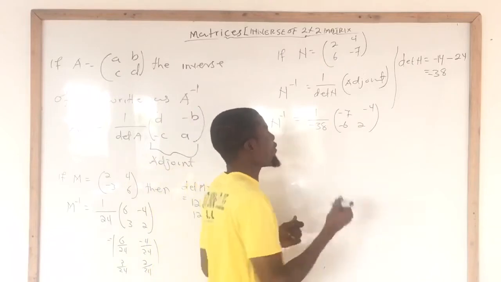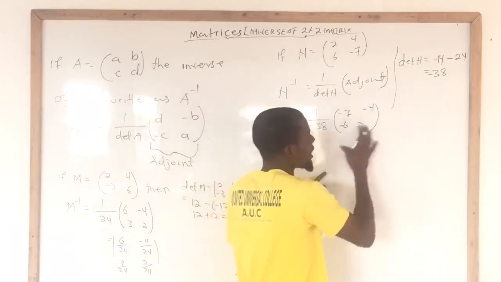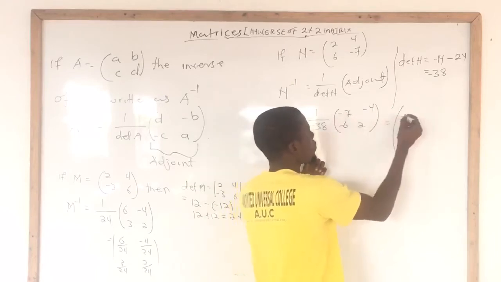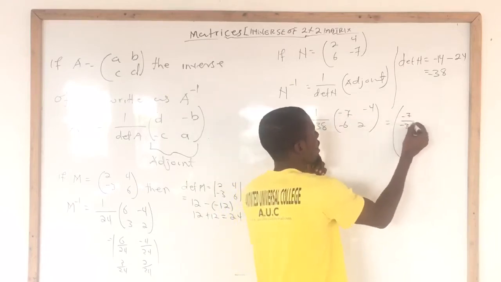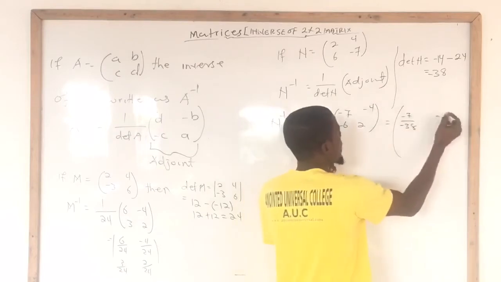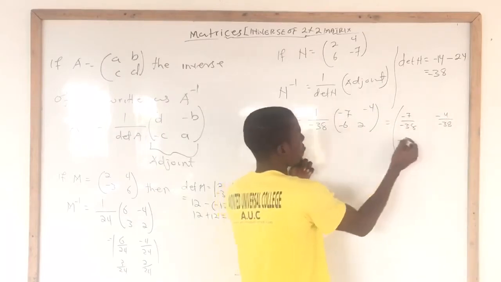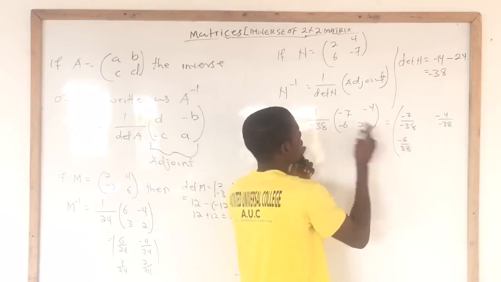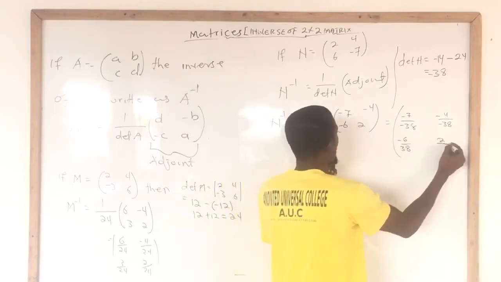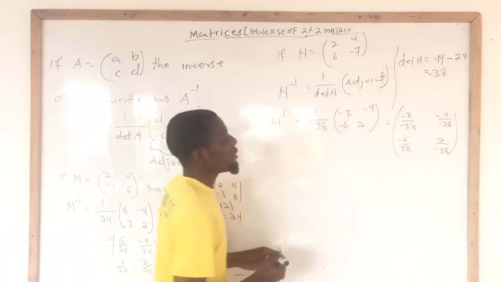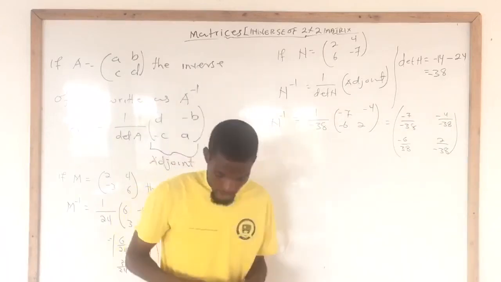Or if you want to simplify, 1/38 multiplies every component here. So it becomes, multiplying this will be -7/38. And then this one becomes -4/38. Now this one becomes -6/38. And then this one becomes 2/38. You simplify that and then you put your answer there.